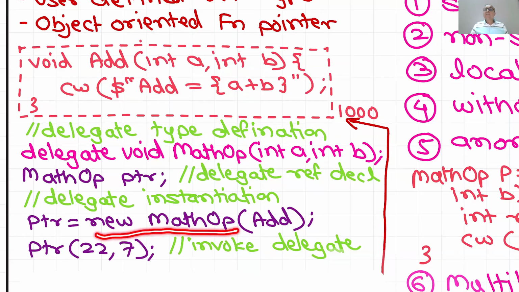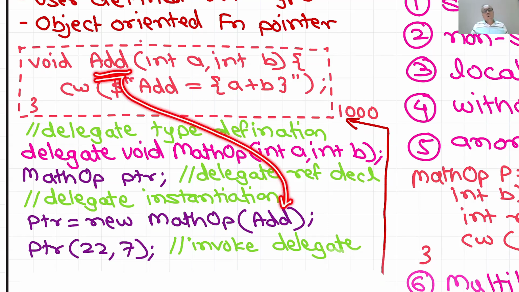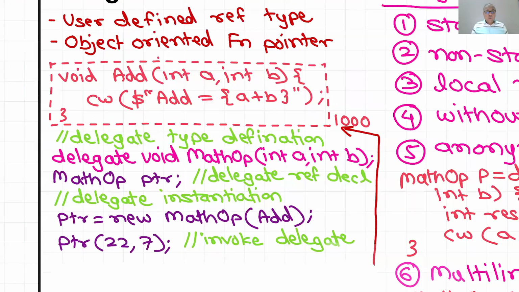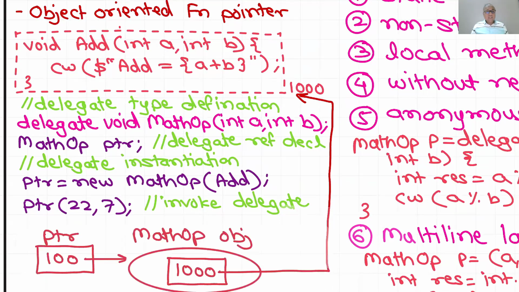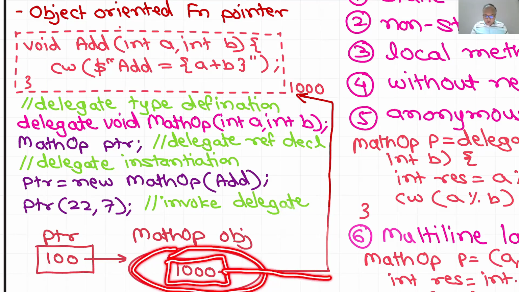You recall that reference type objects are always created using new, and those objects are stored on the heap. While creating the object, I can specify the address of the function as an argument. And if you put it diagrammatically, it will look like this. In this particular case, you will find that PTR is a pointer, which is actually referring to the delegate object. And this delegate object is going to hold the actual address of the function.